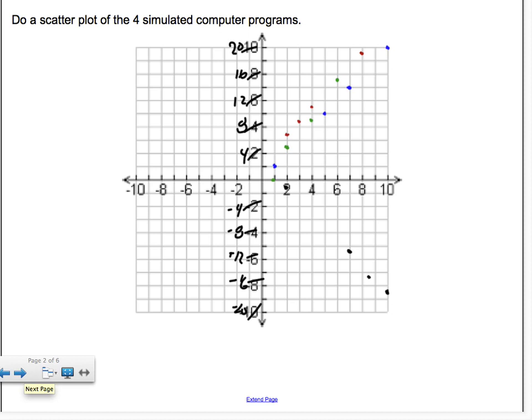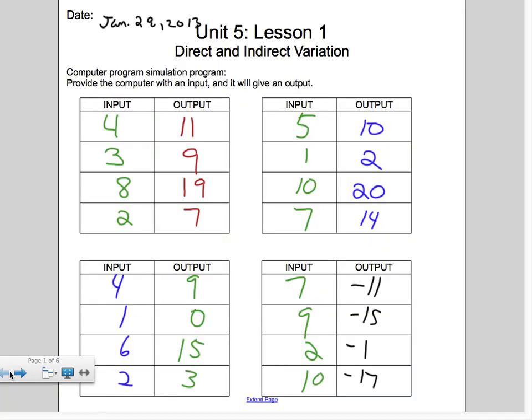Okay. So how would you describe this trend of these ones? Is there a correlation here? Negative trend? Okay. So I noticed that you guys were able to start predicting what numbers this computer program was outputting. What was the algorithm that you were doing? What was the formula? So the first one, how is it that you were able to predict the output? Times 2 plus 3.